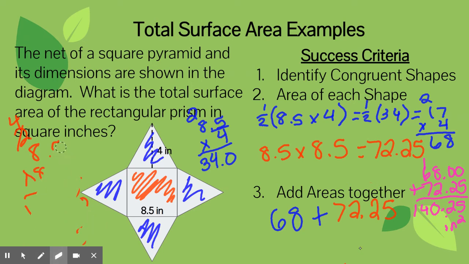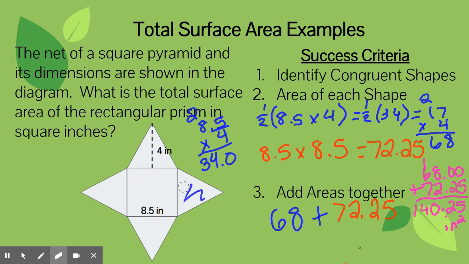One more example. And do one more pyramid. So much work. Got a lot to erase for you.